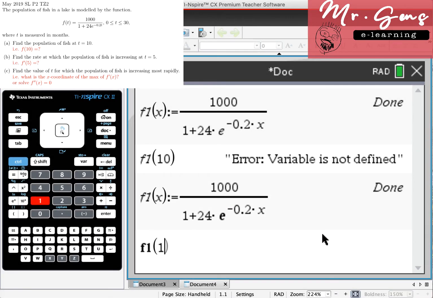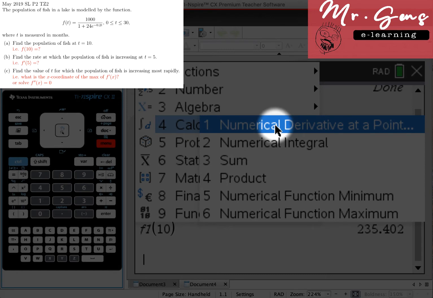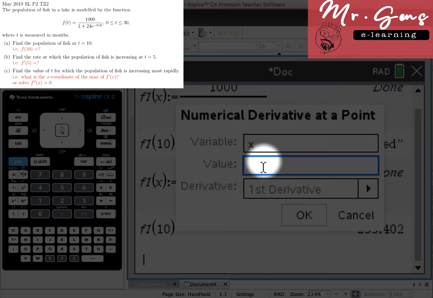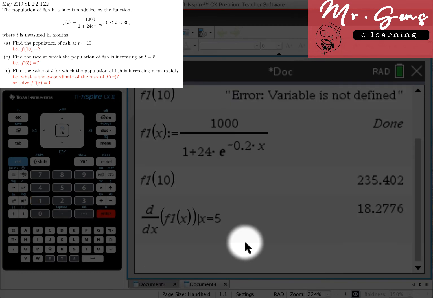So part A of the question is f of 10, and here's our answer. Our answer must be discrete since we need to find the number of fish, so it is 235. For part B, we need a derivative of f of t. Under menu and calculus, we can obtain it. Our t is 5. We just need to write our function, and here's our answer.